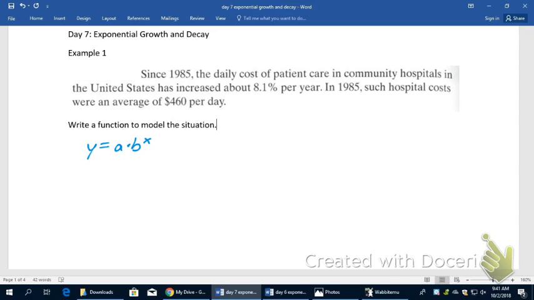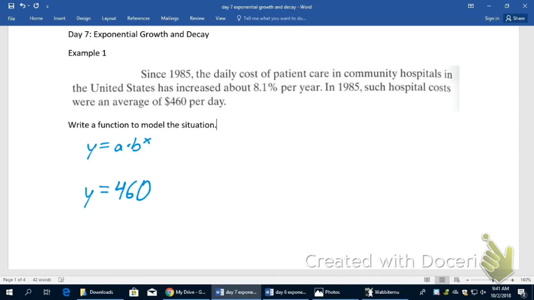Now, we're going to still be using y equals a times b to the x, and a is still going to be initial population. Y is going to be how much that population is. B is going to be your growth or decay factor, and x is going to be the amount of time usually.